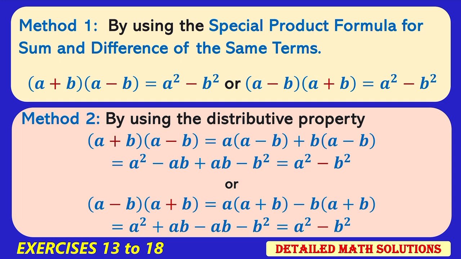The second method to solve these exercises is by using the distributive property, which can also be written in both ways. Both methods give the same result, A squared minus B squared, but the first method is a lot quicker and efficient. Next, I'm going to illustrate this and find each product by using both methods.